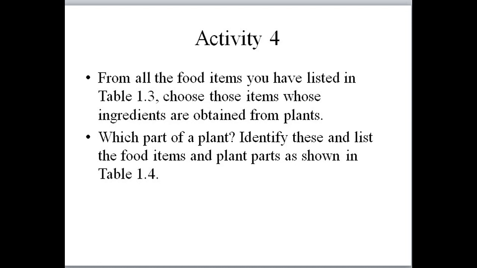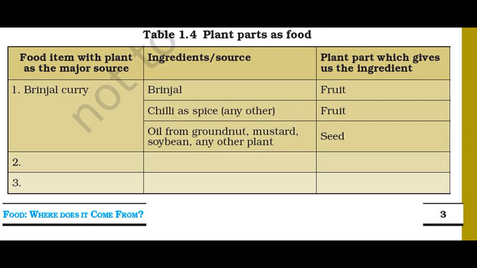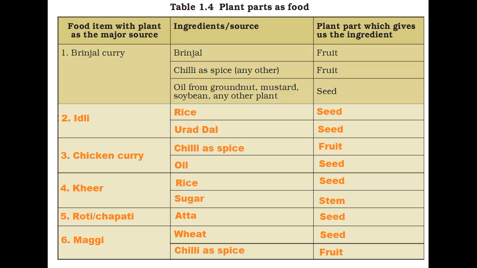Activity 4. From all the food items you have listed in table 1.3, choose those items whose ingredients are obtained from plants. Which part of the plant? Identify this and list the food items and plant parts as shown in table 1.4. So table 1.4, I put up the answer here. First, on the left column we see brinjal curry. Brinjal, fruit. Chili, fruit. Oil from seed. And second one, idli, rice from seed.